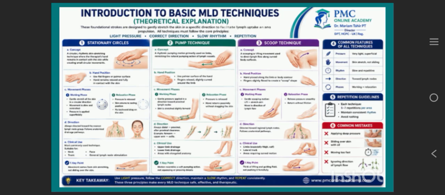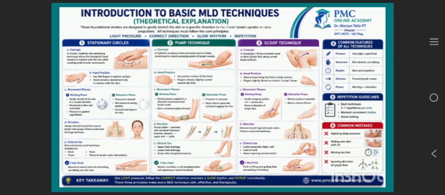So clinical use: this technique is used in the upper limb, second the lower limb, and areas with elongated anatomy. Here this pump technique is used. So key point: motion resembles a soft pumping action, not squeezing or pressing deeply. Soft pumping action, not squeezing or pressing.